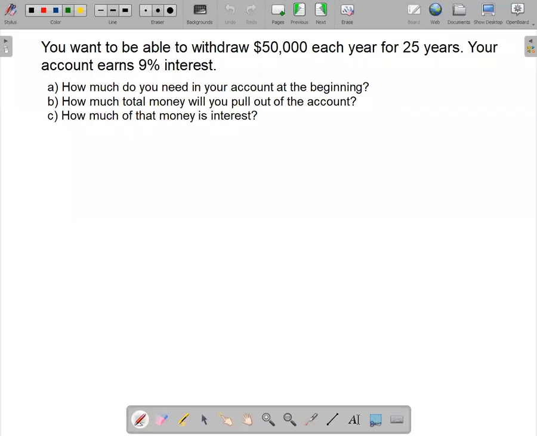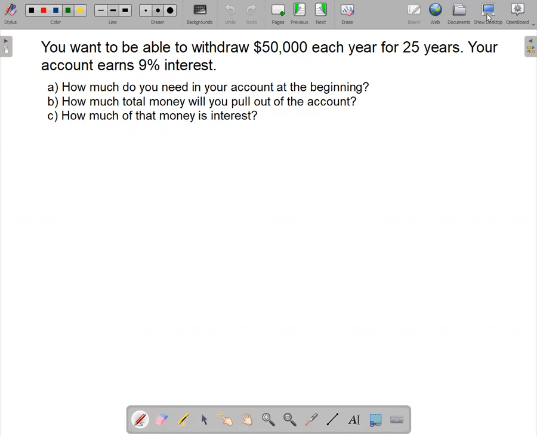So I want to be able to withdraw $50,000 each year for 25 years. My account earns 9% interest. I want to figure out how much I need at the beginning, how much total money I will pull out of the account, and how much of that money is interest. We did something similar earlier, but this one's the reverse. Here, I know what the withdrawal is. I don't know what to start with.